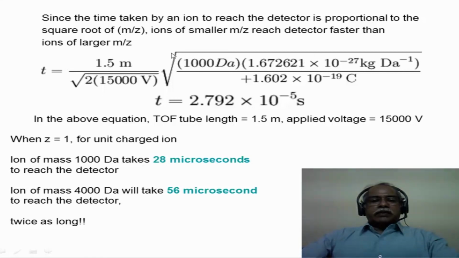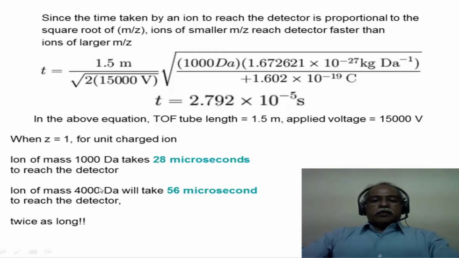If you solve this equation, then for a 1000 Dalton molecular weight, the ion takes about 28 microseconds to travel a distance of 1.5 meter of the drift-free zone of the time of flight tube. If you substitute 4000 and solve this, you will get 56 microseconds. In other words, a molecular ion with a molecular weight of 1000 Dalton, in other words a 1000 m by z value, will reach the detector in about 28 microseconds, whereas 4 times more molecular weight will take twice as long as the 1000 molecular weight.